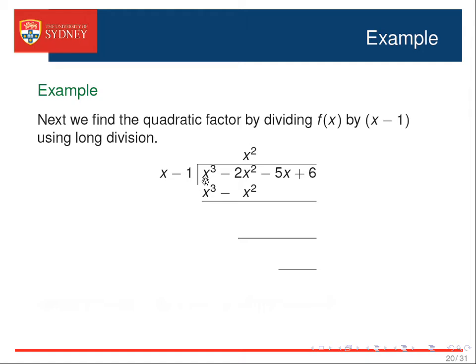If you divide x cubed by x, you get x squared. Place this x squared on the top. Now, take that x squared and multiply it through the divisor. That gives you x cubed minus x squared. Put the result of the multiplication under the cubic expression. To make it easier for you, it is good to line up the same powers of x, one under the other, like you see here.